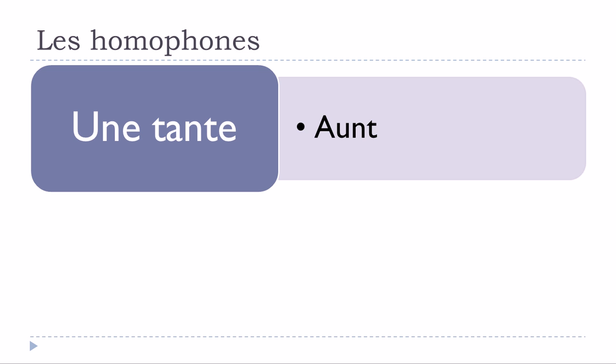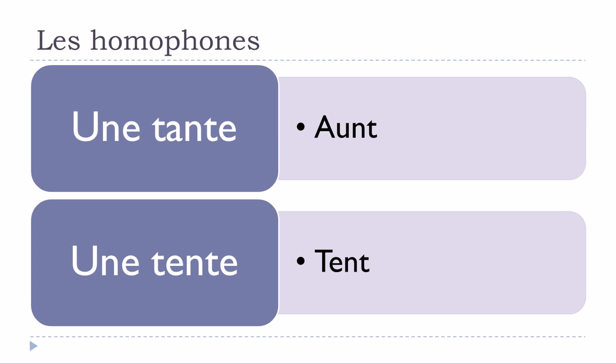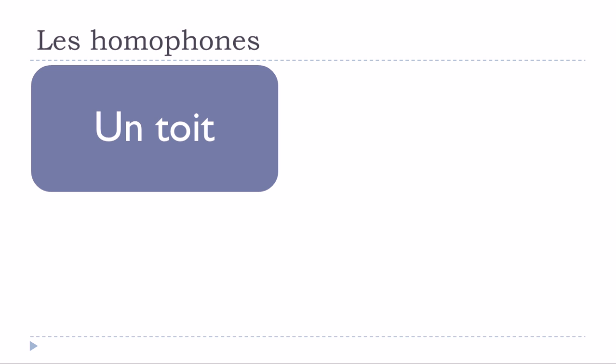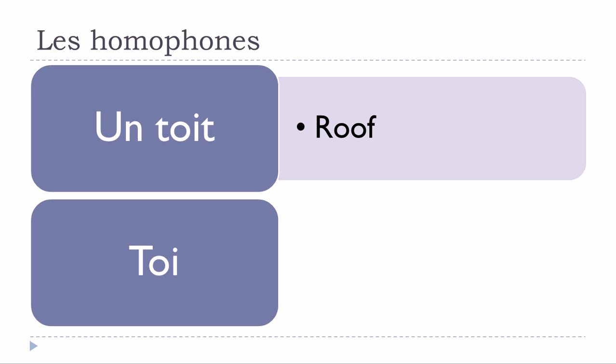Une tente. Okay, so it's exactly the same pronunciation, even if you get a here, here, and e here. Okay, and both of them are feminine. Une tente. Un toit. Toit. Okay, so in that case, we're talking about moi, toi, lui, elle, so we saw that a long time ago. Okay, and then both of them are pronounced like toi, un toit, toi.